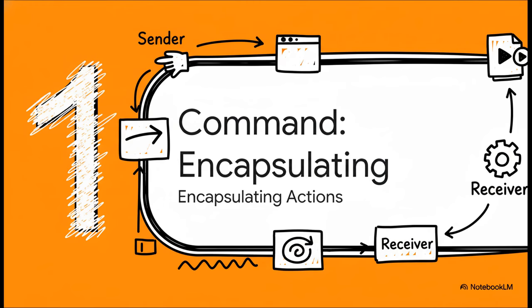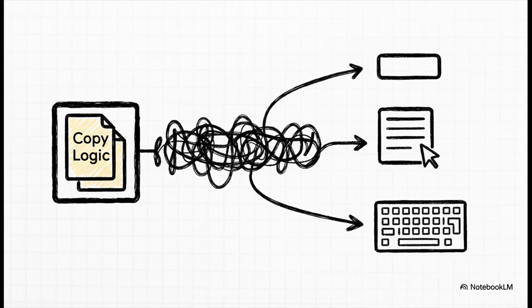First up is the command pattern. The big idea here is all about turning a request or an action into its own self-contained object. Okay, so imagine you're building a simple text editor. Your user needs to be able to copy text. Simple enough, right? But where does that copy logic live? You could stick it in the copy button's click event, but what about the right-click context menu or the keyboard shortcut Control-C? Pretty soon, you've got the same copy code sprinkled in 3 different places. It's a total maintenance nightmare.